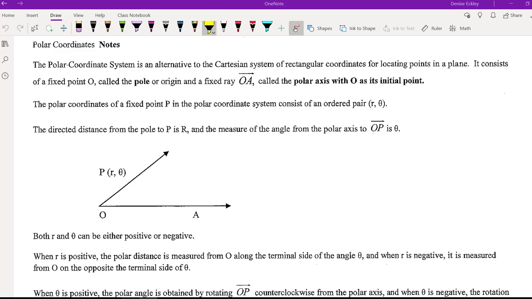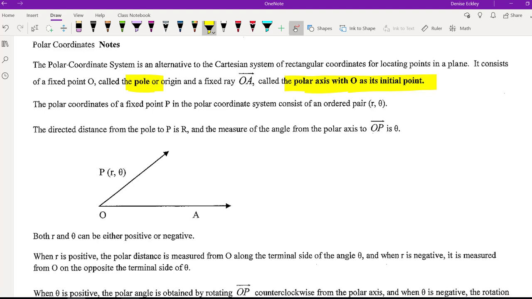But both r and theta can be positive or negative, because how we find points in a plane is we have a radius, so that's a point along a ray, and we have an angle that is made with the polar axis. So the directed distance from pole P to R is the measure of an angle from the polar axis OP. So what we have now is a pole and a polar axis with its initial point at O.